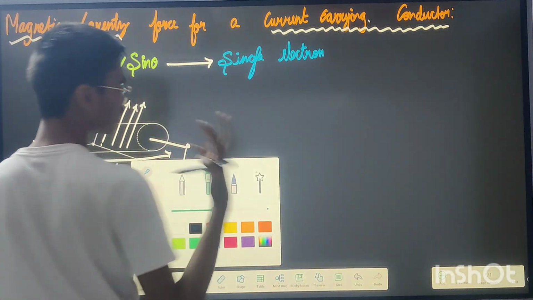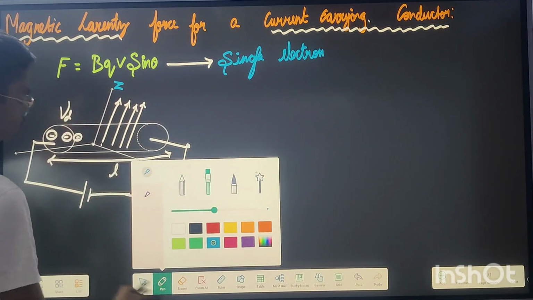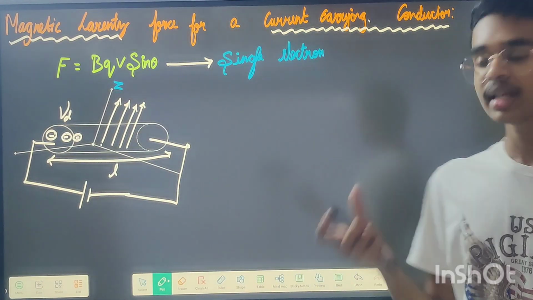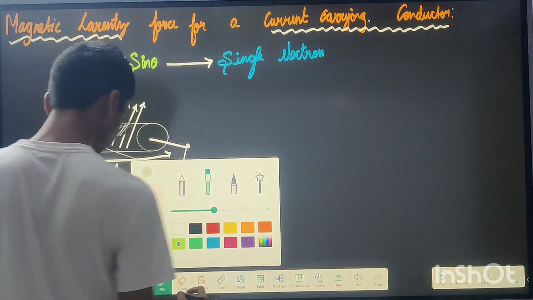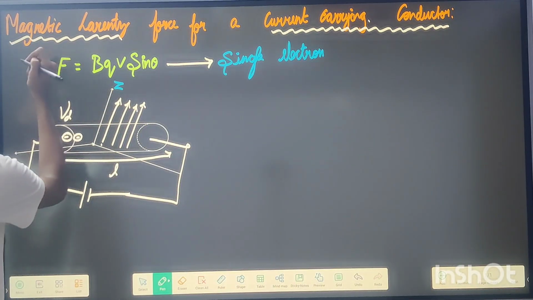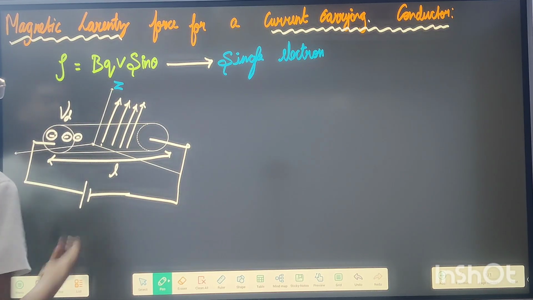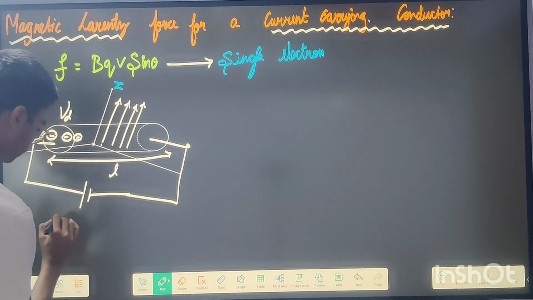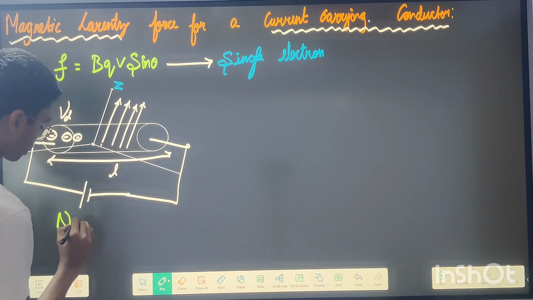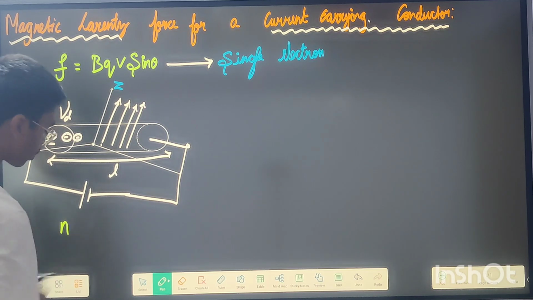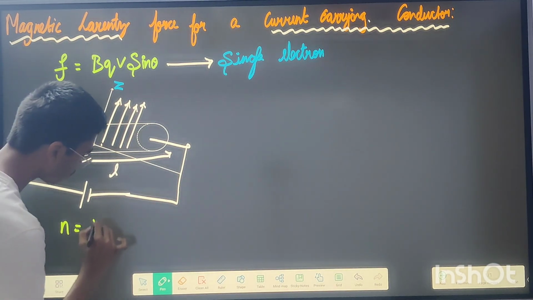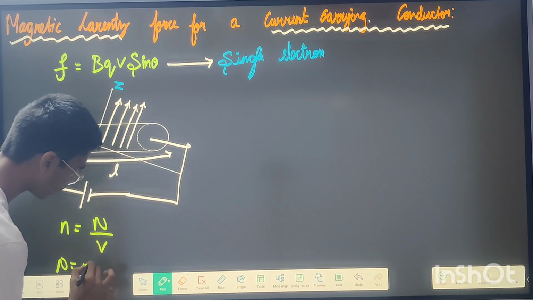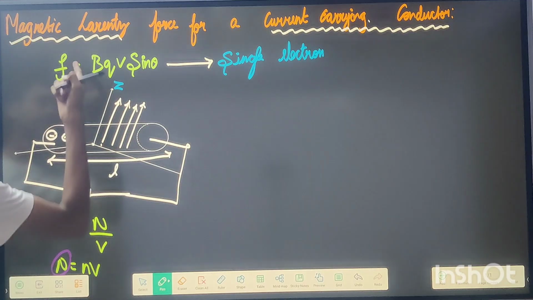Collectively, you have to multiply this formula by n, the number of electrons in the current carrying conductor. I will consider this small f as the Lorentz force for a single electron. Now we know the electron density, represented as n, is the number of electrons in one unit volume. So the number of electrons is nV, and you are going to multiply by this.